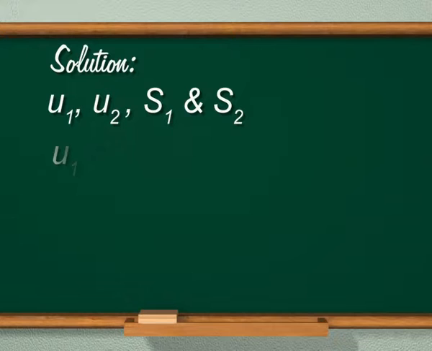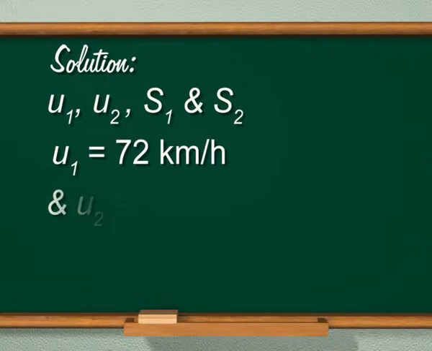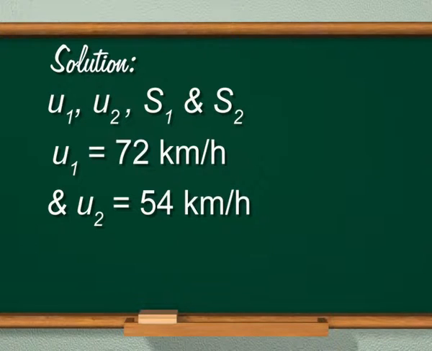Here u1 is equal to 72 kilometers per hour and u2 is equal to 54 kilometers per hour. Now the initial velocities of the two cars in terms of meter per second are obtained by multiplying the initial velocities of the two cars by 5 by 18.